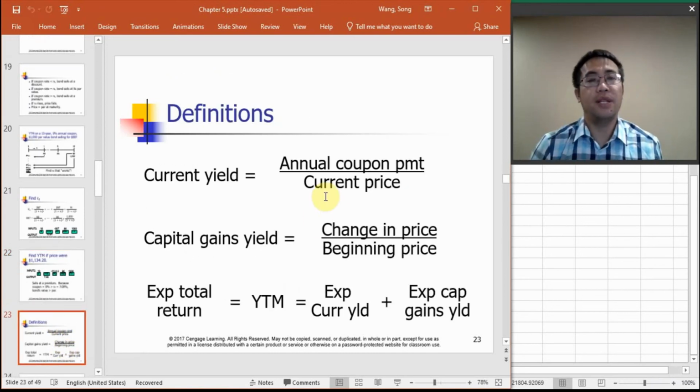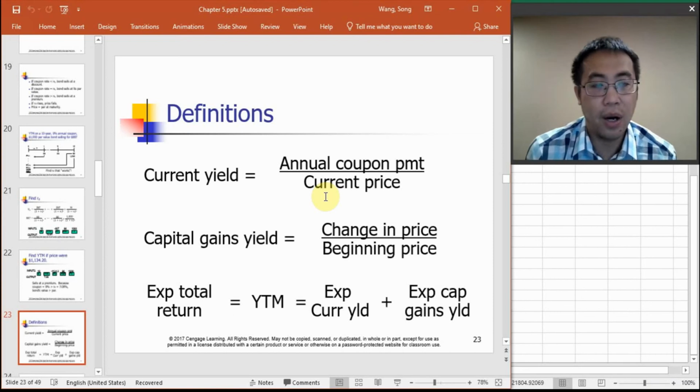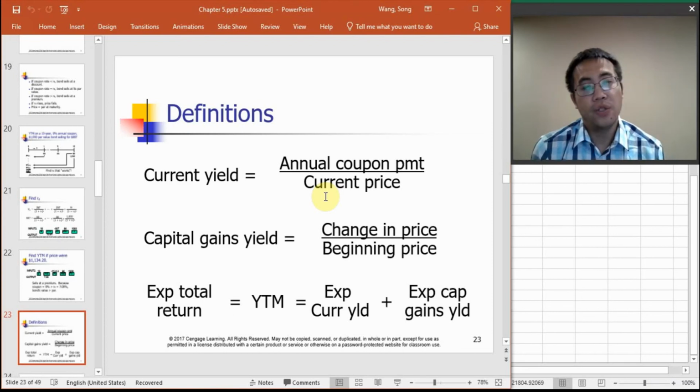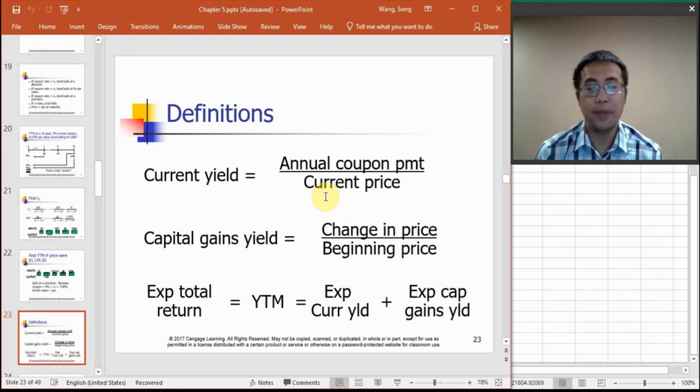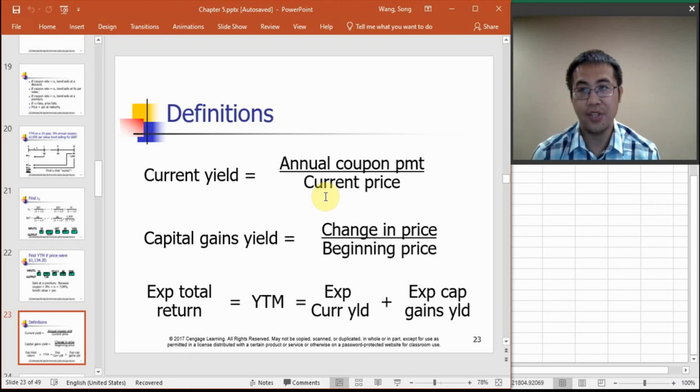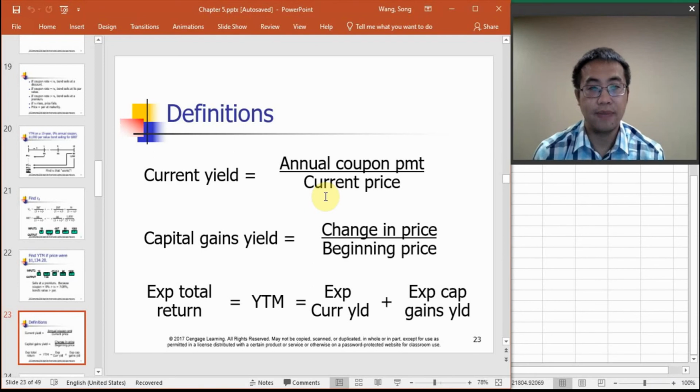All right, and here are some definitions. In your exam, this could be part of the conceptual questions. You will see that current yield is annual coupon payment divided by the current price. And this is pretty straightforward. Current price is how much you invest in the bond today, and your first payment is reflected in your annual payment. And then when the bond matures, you will get the face value if you hold that long. And definitely you can sell it the next year or any time from now. Then you will get the next current price instead of the face value. But for this current yield, it equals annual coupon payment divided by current price.